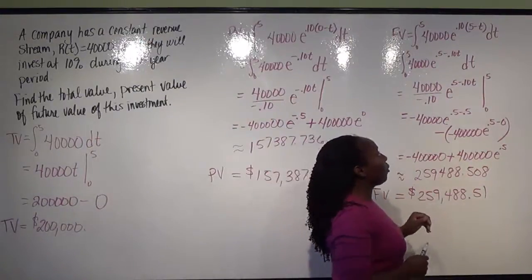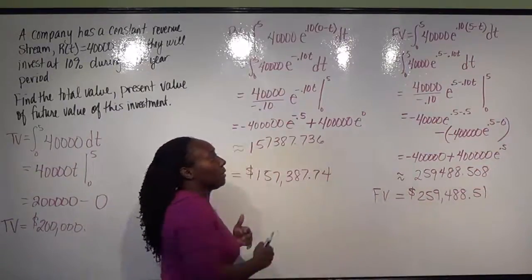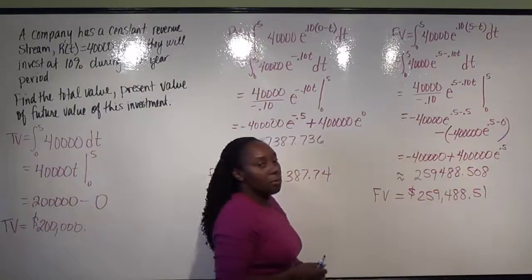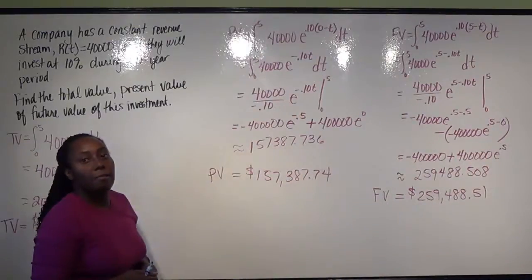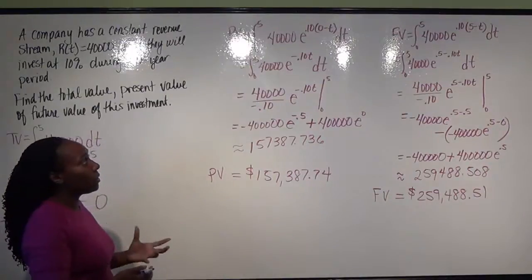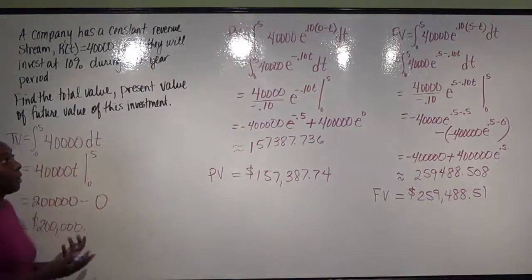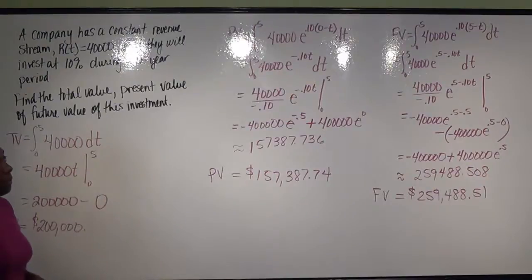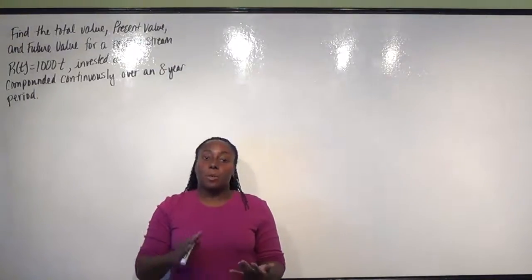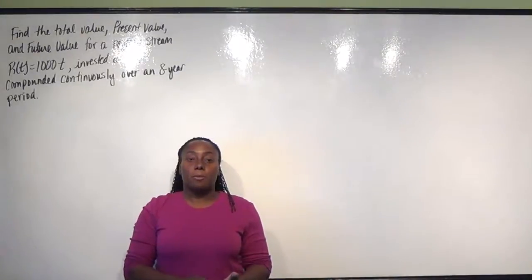And then for the future value, if I actually look at the end of that time period, so in the 5th year, there's the $259,000 that I'd have for my money. Okay, so there's a constant revenue stream for our three different types. In this next example, we're going to look at the same type of things. So again, total value, present value, and future value.